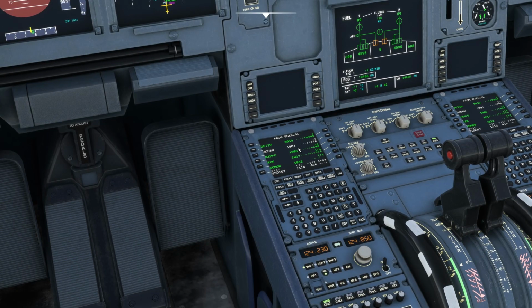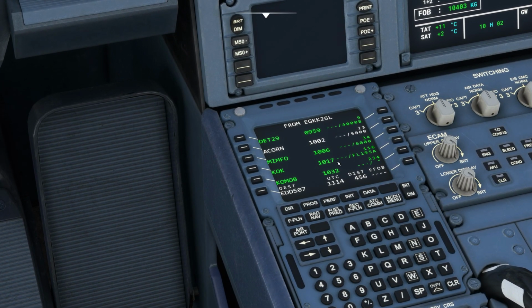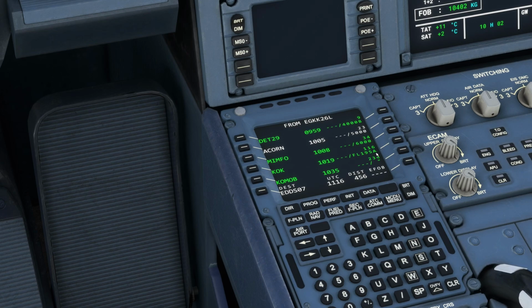As our original flight plan included the standard instrument departure, by looking at our flight plan we can find out additional information. Our next waypoint is highlighted in white, Acorn, and altitude restrictions for each waypoint are given.